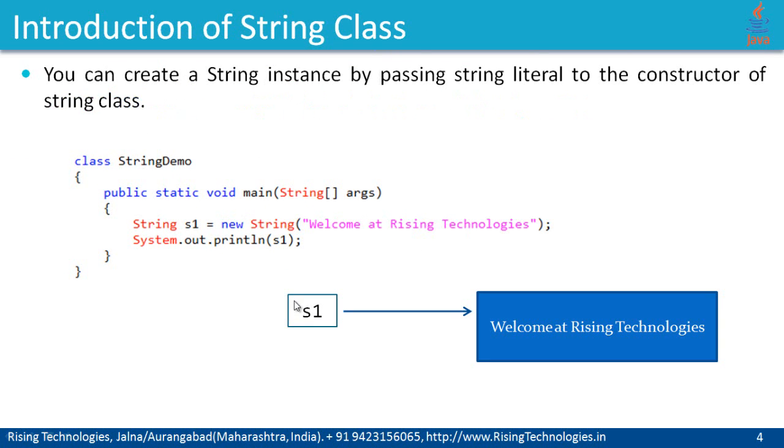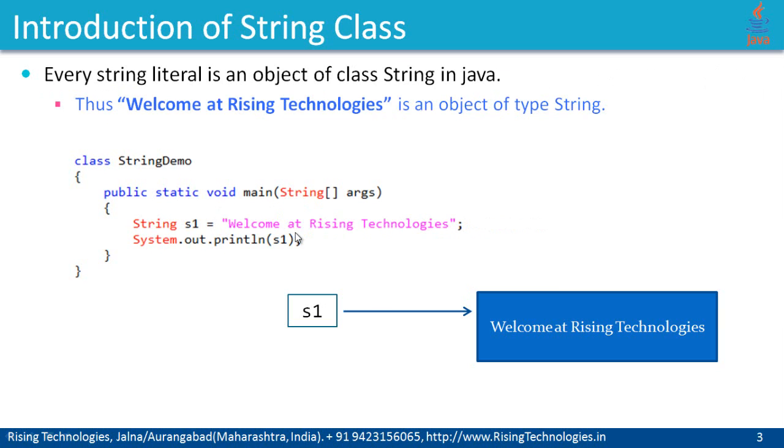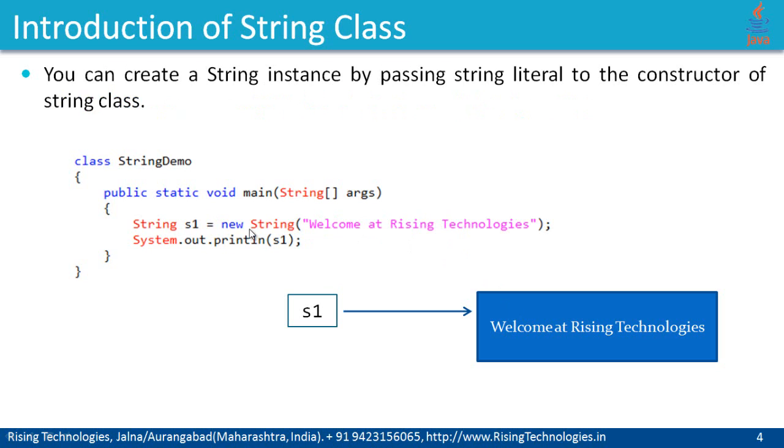If you want, you can create an object using string constructor also. Now look at this line. I am creating a string object by executing its constructor, and I am passing the string literal as a parameter to the constructor. These both lines have the same effect. Here itself Java creates an object of the string, and in this case I am constructing a new string object by passing this string literal as a parameter to the constructor.